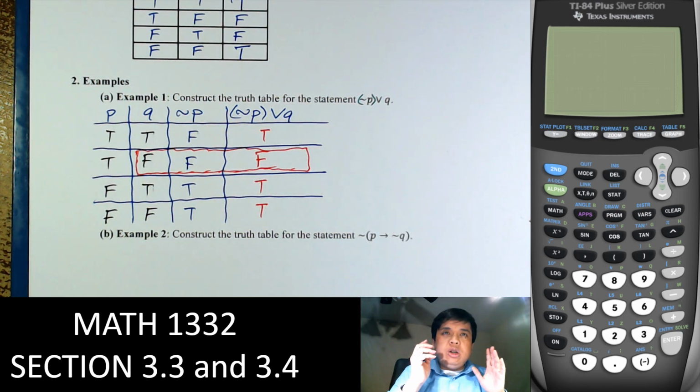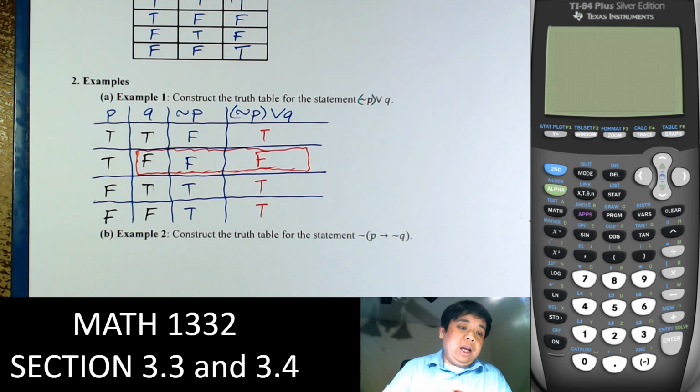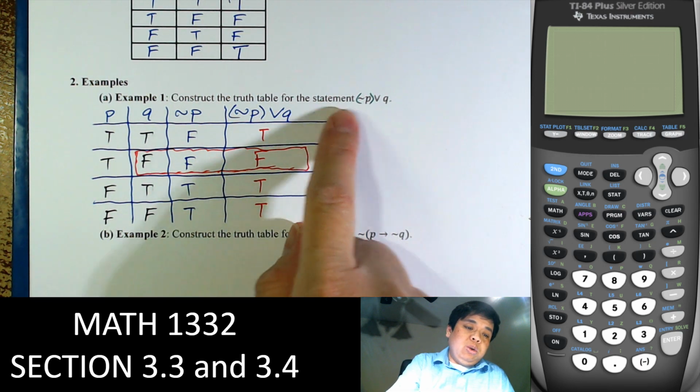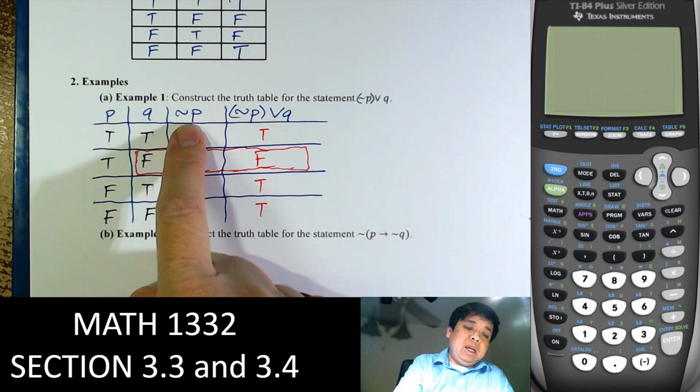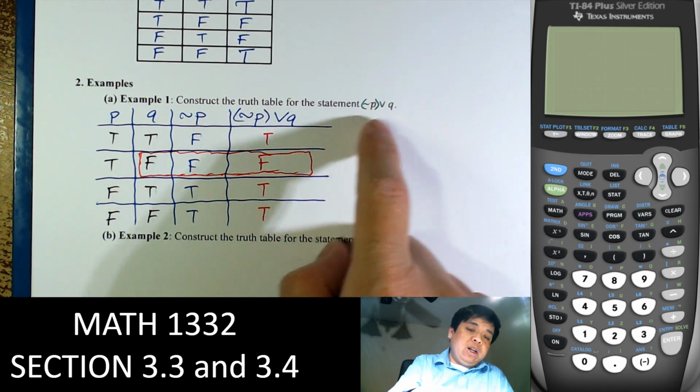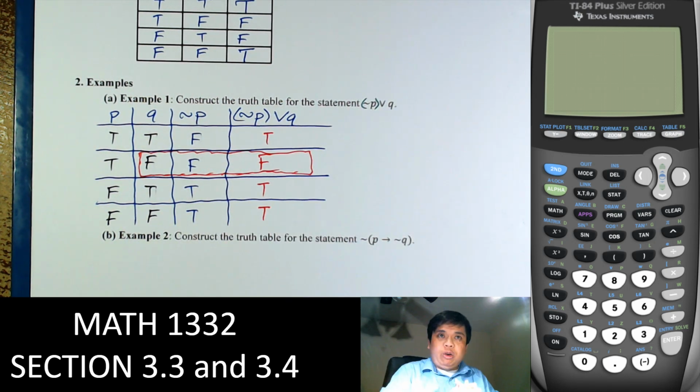So this is a truth table for this operation. First we need to look at how many simple statements we have, in this case P and Q. Then we do the not P, which is the complement of P, and then that together with Q. And so that's what we have.